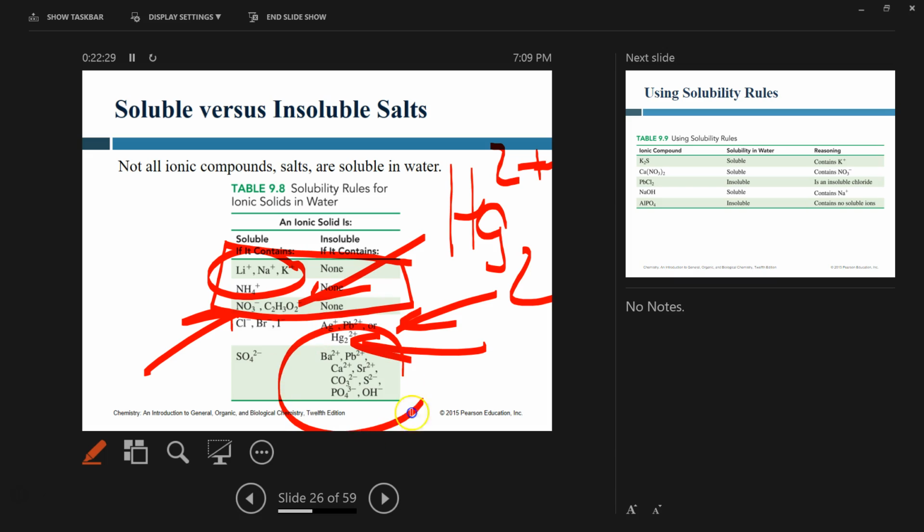For sulfate, there is like a whole bunch of stuff, okay? Calcium, strontium, barium, lead, they're insoluble. In fact, there is one cation for which there's only one soluble salt.